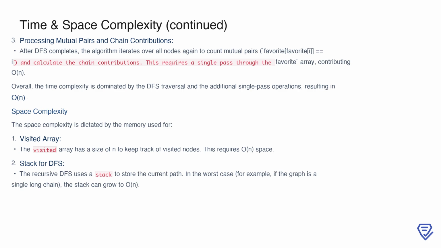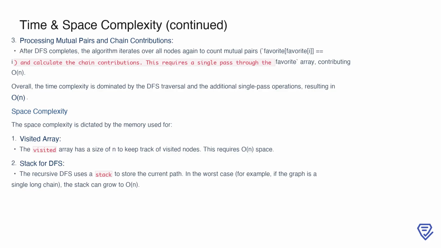In addition to the DFS traversal and cycle length calculation, we also account for mutual pairs and chain contributions. After completing the DFS process, the algorithm iterates over all nodes again to check for mutual relationships, where favorite[favorite[i]] == i, and to calculate the contributions of chains extending from cycles. These operations involve a single pass through the favorite array, which adds another O(n) to the overall time complexity. Combining all these steps, the dominant factor remains the DFS traversal and the single pass operations. Therefore, the total time complexity of the solution is O(n).